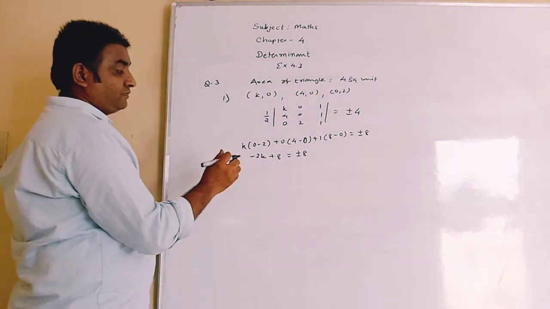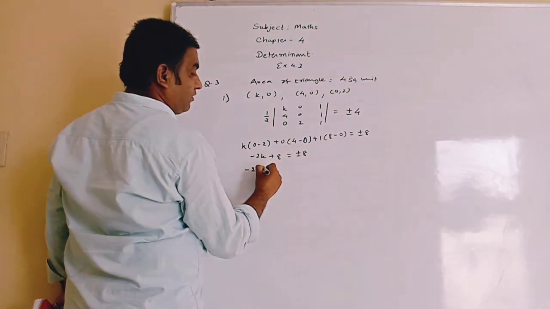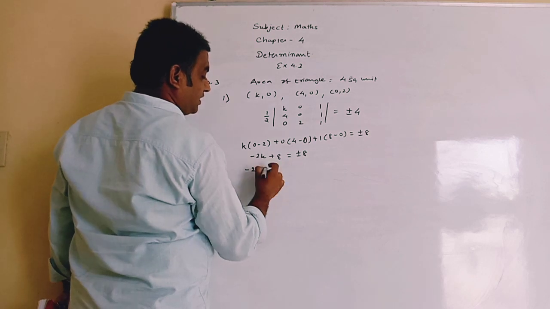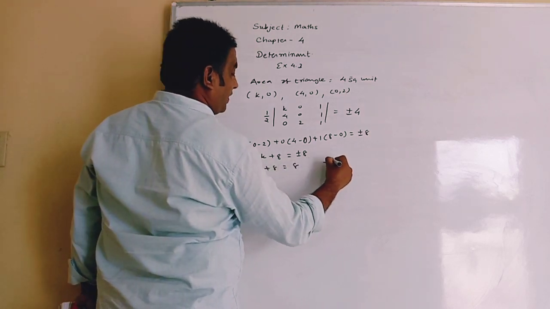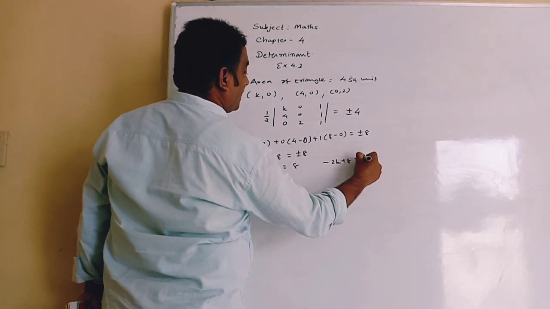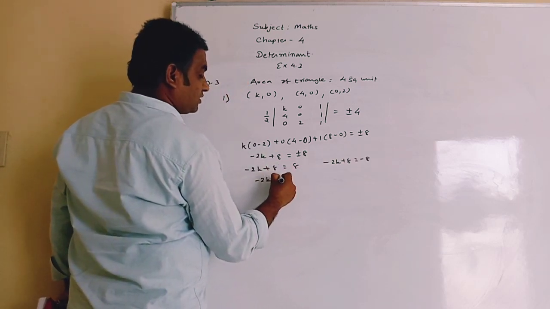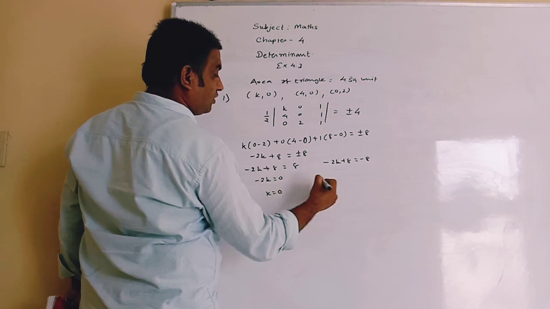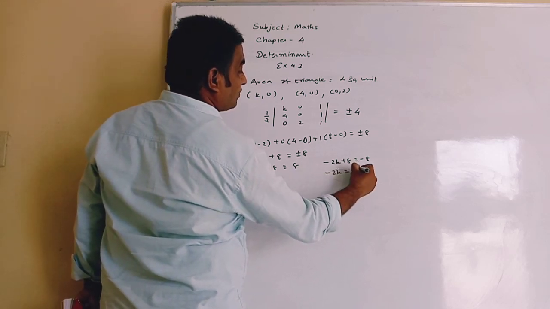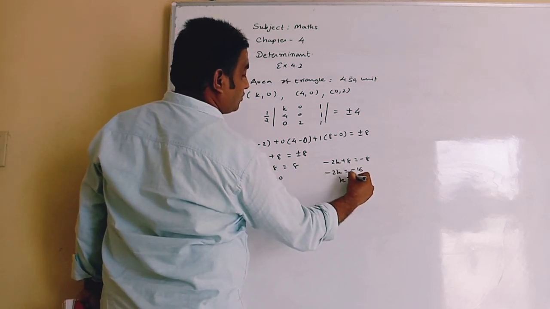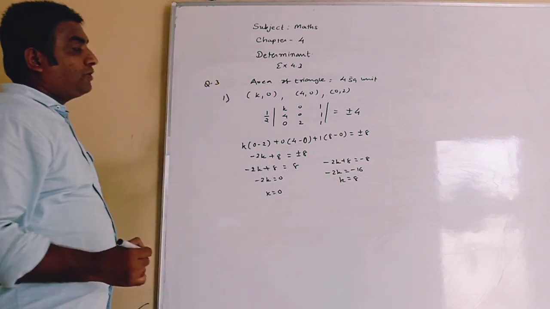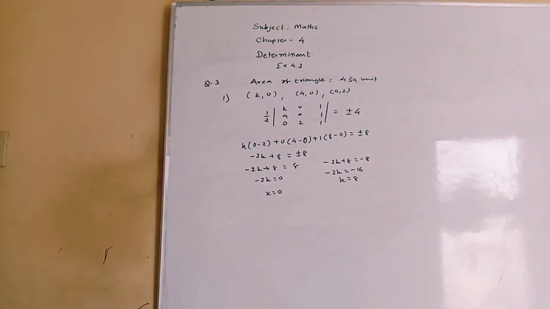And so here minus 2k plus 8 equals 8, or minus 2k plus 8 equals minus 8. So plus 8 will go to the other side, minus 2k equals 0, so k equals 0, and here minus 2k equals minus 16, so k equals 8. And so k's possible values are 0 and 8.